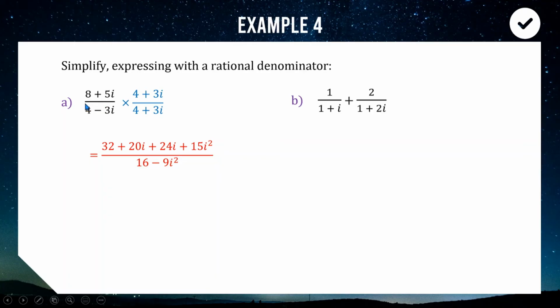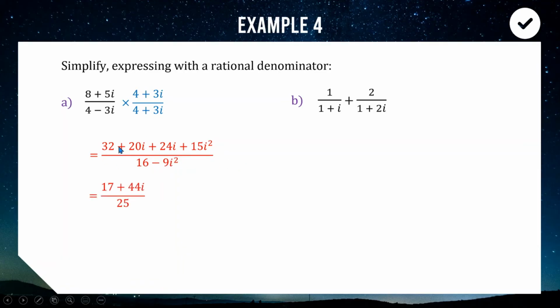On the bottom, using our difference of two squares, we have 4 times 4 is 16, take away 3i squared, which is 9i squared. Which again, remember, 9i squared is going to be minus 9. So the bottom will actually be 16 plus 9, because the two negatives will make a positive.